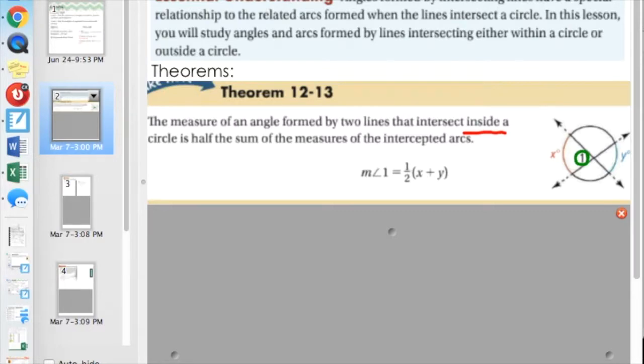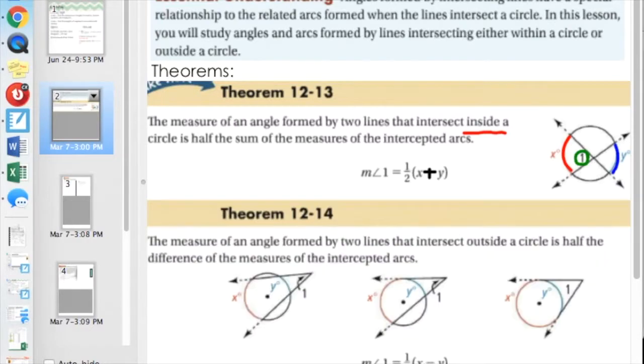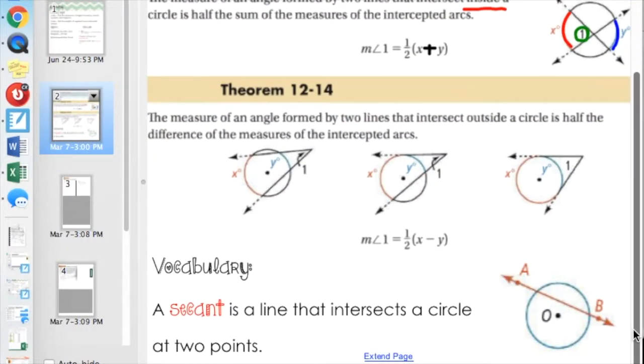So what I look at here is the lines intersected and created arc X and arc Y. I should be calling them arcs. So to find the measure of angle 1, I add X and Y and divide by 2. That's why I look at it as the average. Another way that I like to think about this is because I'm intersecting inside the circle. When I'm inside my circle of friends, I feel positive. So because I feel positive, I'm going to add X and Y and divide by 2. I'm emphasizing this positivity because there's also some negativity that happens when two lines intersect outside of the circle.